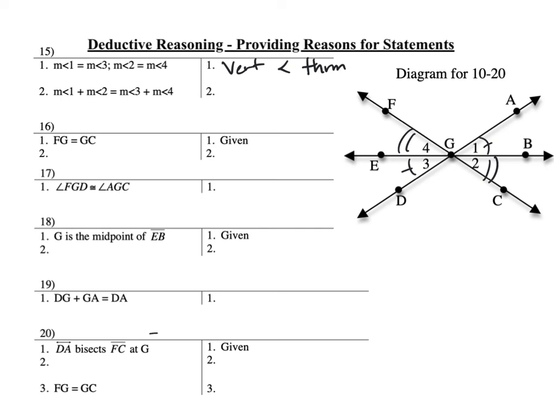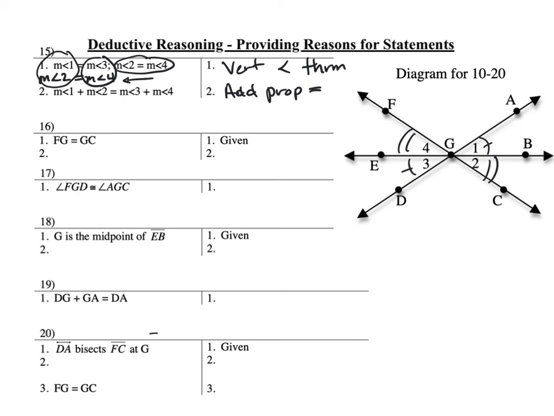Now, this isn't real obvious the way it's written, but if I took this and wrote it underneath, the measure of angle 2 equals the measure of angle 4, just writing it underneath, see how they added those two and added those two, and how angle 2 and 4 are equal to each other? They're adding the same thing to both sides. That is the addition property of equality.